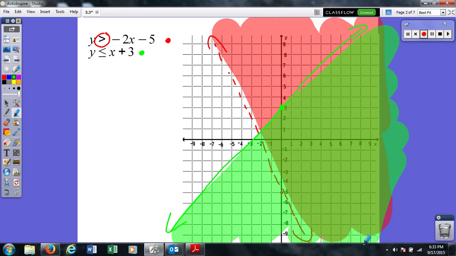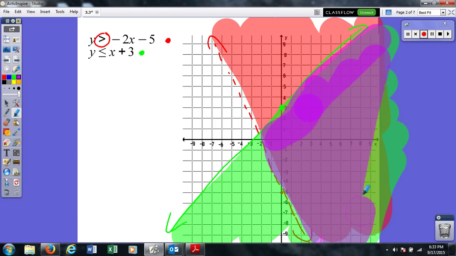And then the solution is the part that is shaded by both. So that's going to be this region in here. So what's shaded with both green and red, that part that I just shaded in blue, that is the solution.